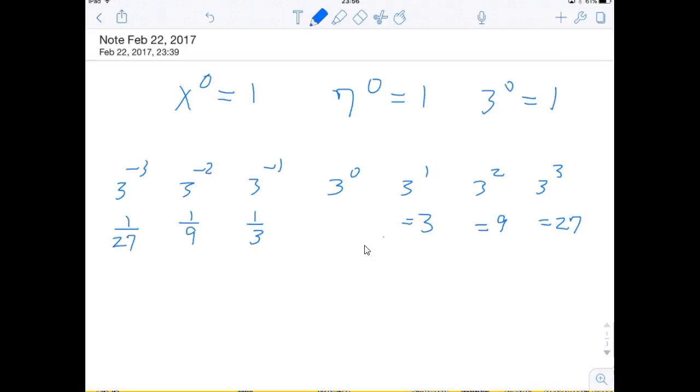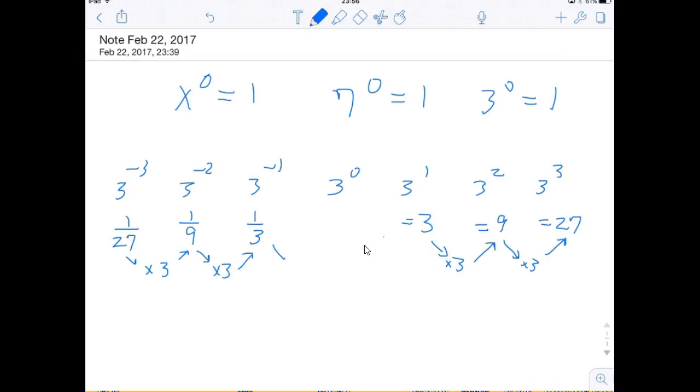You may notice that this is a geometric sequence. Every time you multiply the previous number by 3, you get the next number. So 1/27 times 3 gives you 3 over 27, which is 1/9, right? Multiply by 3 again, and 1/9 times 3 is equal to 1/3. Then let's do these over here. 3 times 3 is equal to 9, so it continues being a geometric sequence. And then 9 times 3 is equal to 27, right? So there's a pattern there.